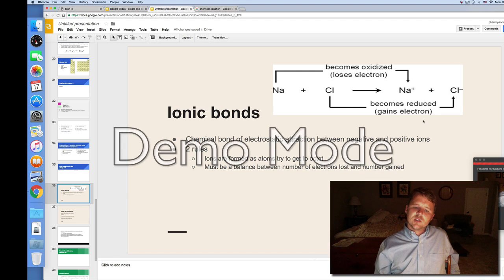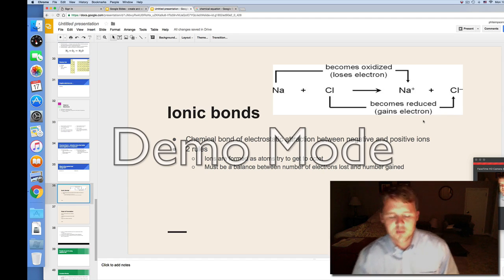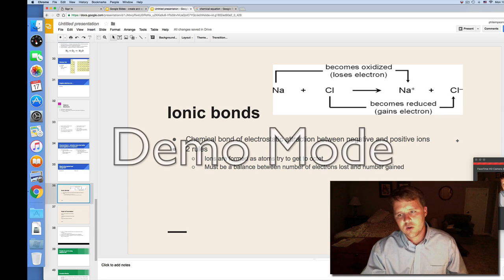So two rules. Ions are formed as atoms try to get to octet. Yeah, they try to get to their octet. That's what they want to do. Must be a balance between number of electrons lost and number gained. So electrons are not going to be created or destroyed.